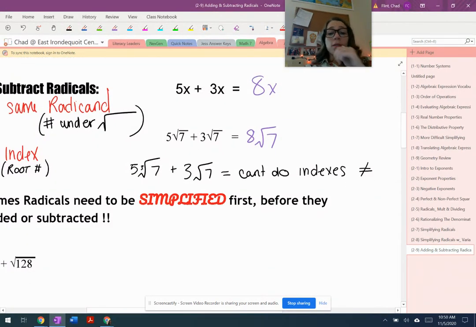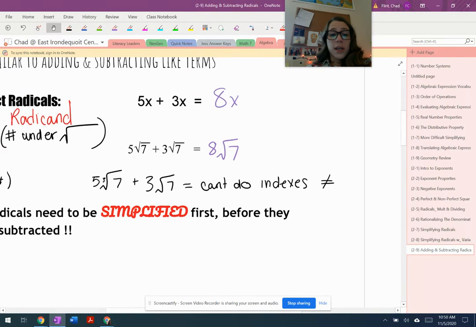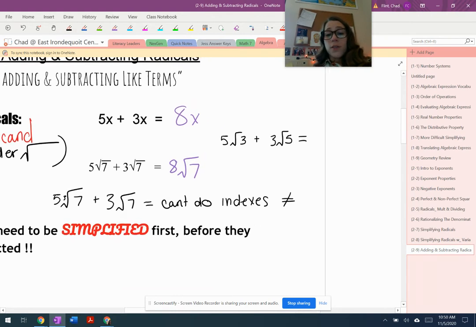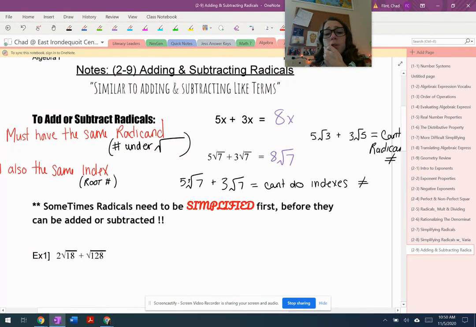In a similar fashion, if I had 5 square roots of 3 plus 3 square roots of 5, that I also can't do because the radicands aren't the same. So 2 things you're kind of looking out for. I'm not going to trick you so much with the indexes, but definitely watch out for those radicands being the same, the number underneath that radical.